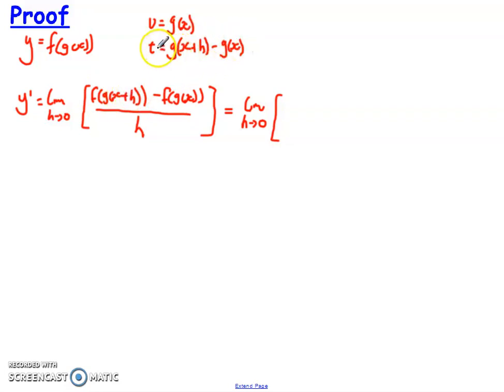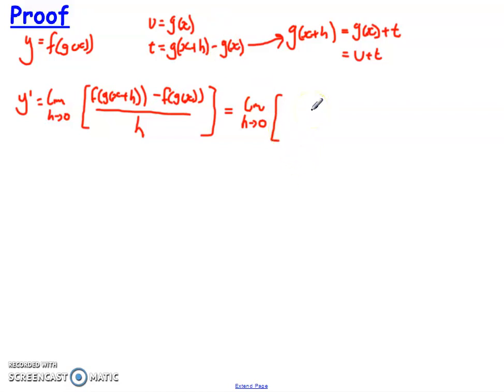If I take this here, t equals g of x plus h, take away g of x, I can rewrite it to get rid of this as g of x plus h equals g of x plus t. Now we know g of x is u, so that's going to equal u plus t. Again, u is whatever we would substitute into these functions.